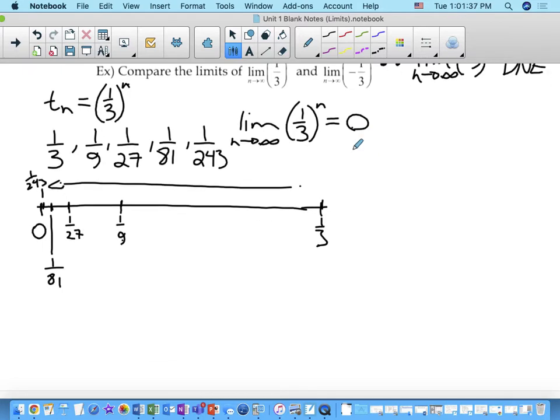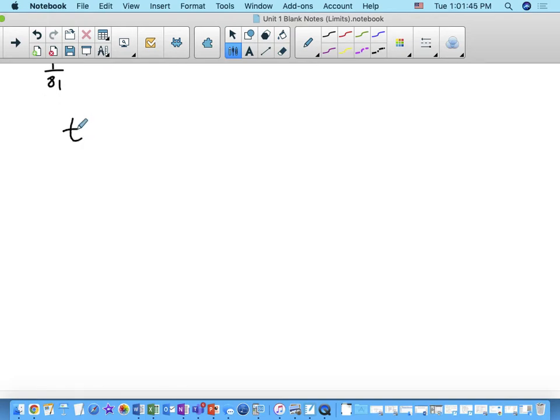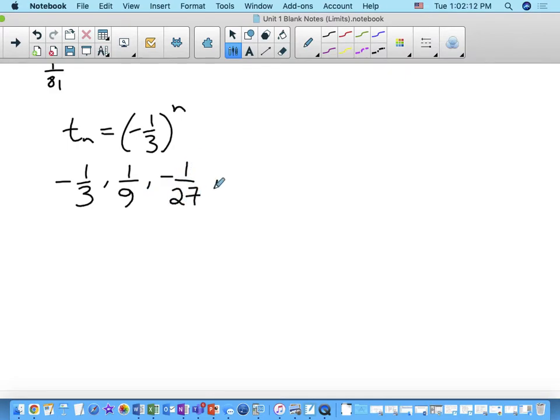Now let's compare that to this one, where we have Tn equals -1/3 to the n. Okay, so if n is 1, what's T1? -1/3. And T2, 1/9. T3, -1/27. T4, yep, 1/81. T5, -1/243, right? Because -1/3 to the 5 is five negatives, so -1/243.